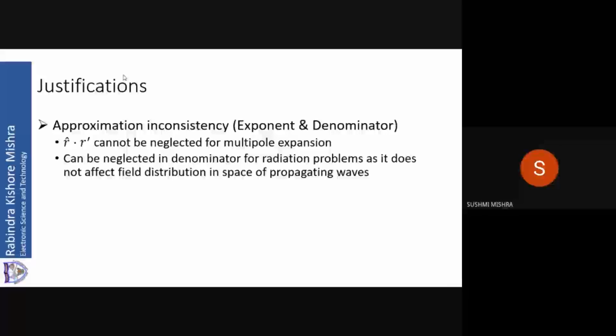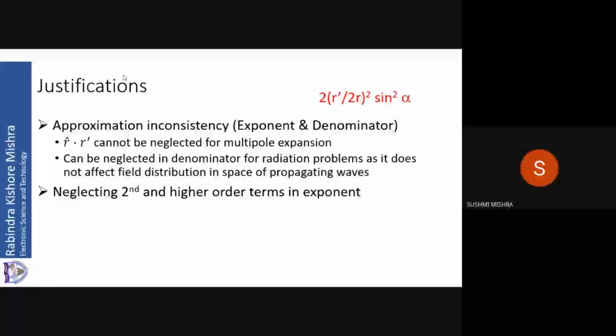But if we neglect it in the denominator, then there is no problem. Therefore, we can neglect it safely in the denominator. Now, look at this term, which is the third term that we have neglected. This is the third term in the expansion for capital R. We have kept the first term 1, then minus, we have kept the second term r cap dot r dash.